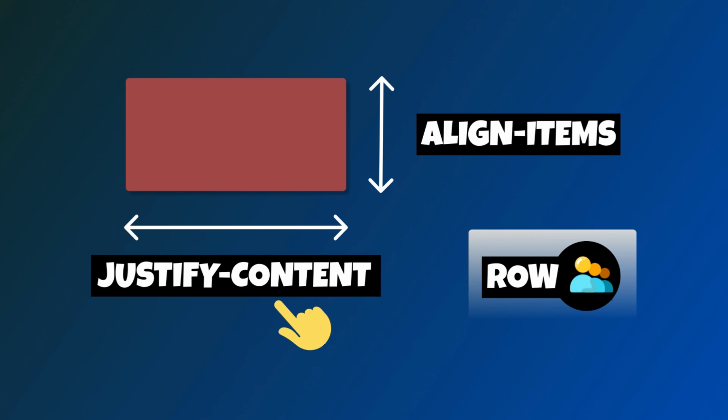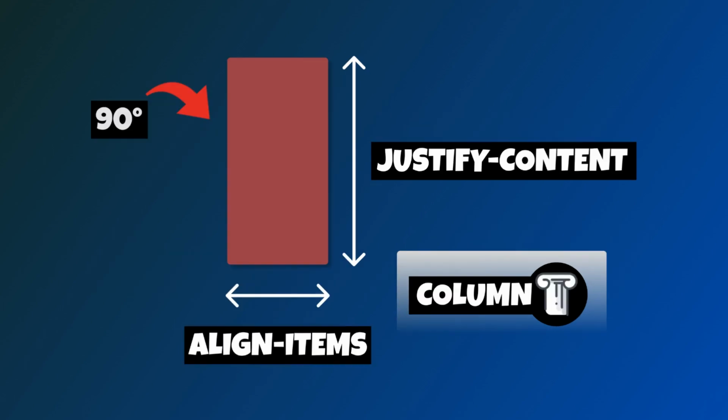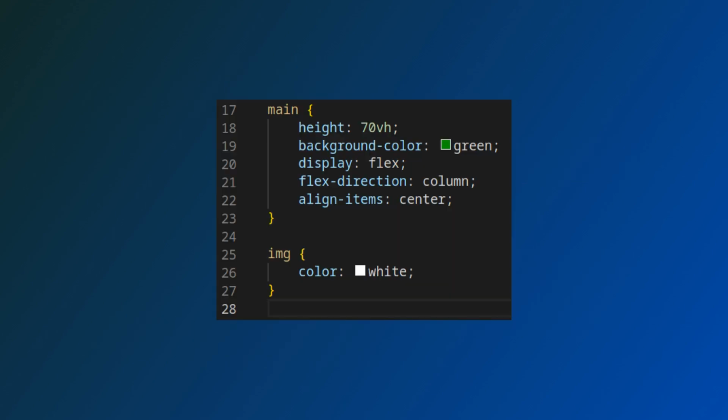since we are displaying our flex container as a column, you need to imagine the container flipped over by 90 degrees, which is why we have to use the align items property for horizontally centering in this case. Let's go ahead and add this to the main container in the CSS file.